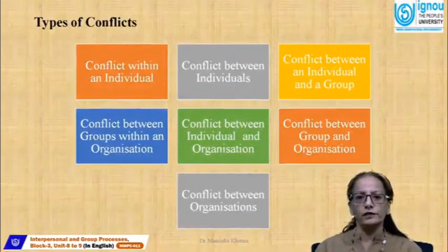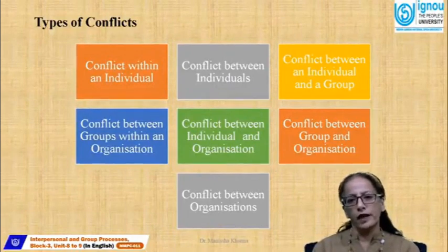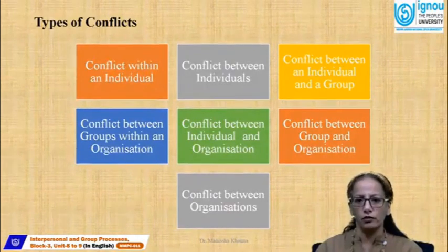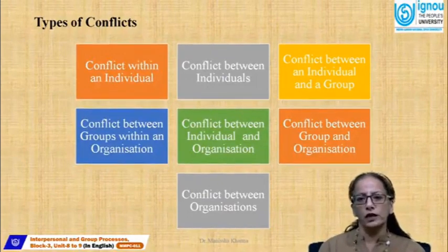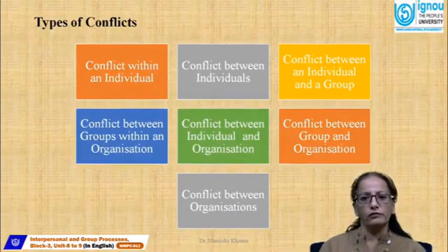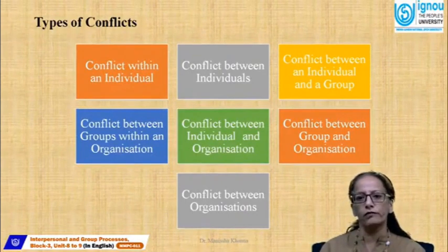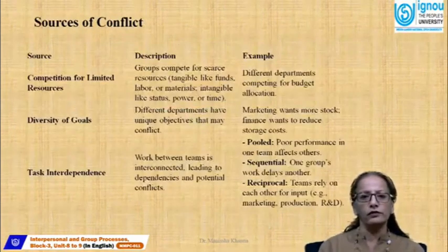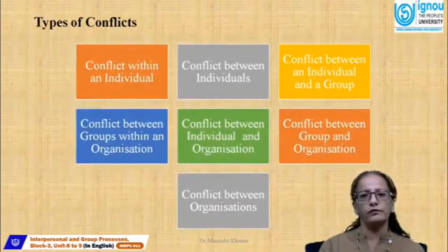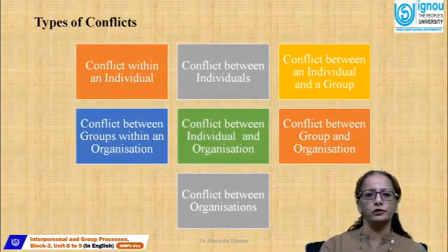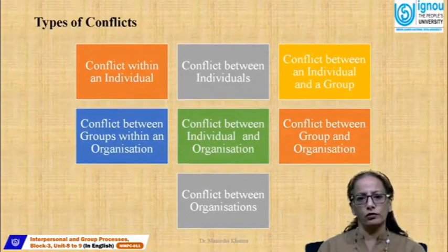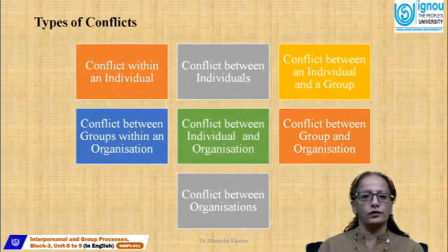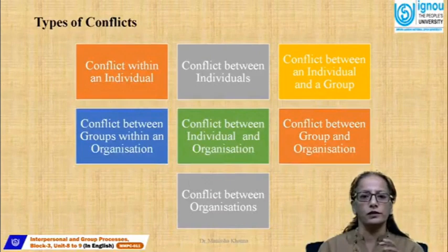So there are different types of conflicts. Conflicts can be within an individual, between individuals, between groups within an organization, between an individual and a group, between an individual and an organization, between a group and an organization, and between organizations. So there are different levels of conflicts, from individual to organization level. For example, within an individual, a person may suffer from anxiety or behavior changes.